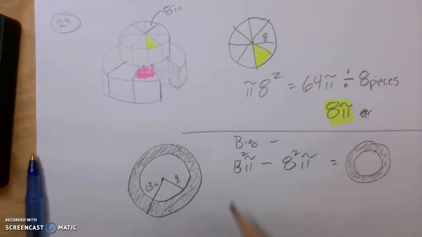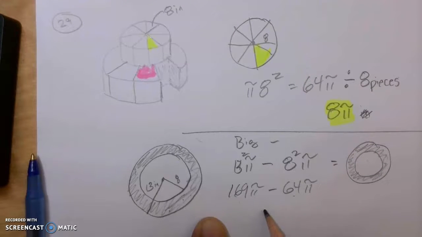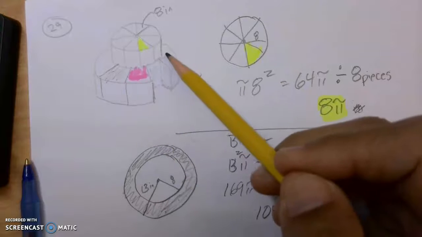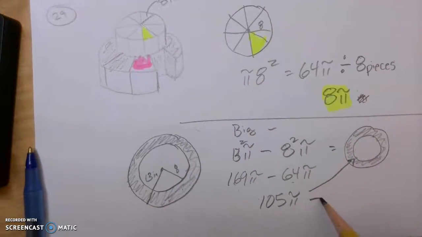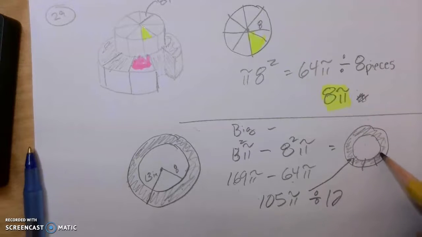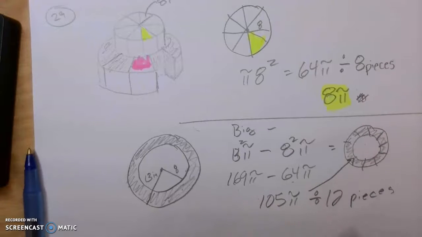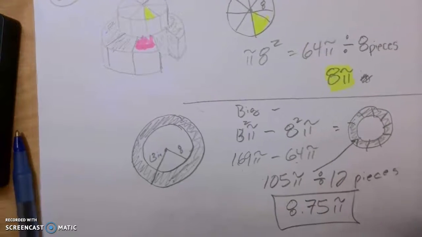Okay, 13 times 13 is 169 pi. That's 64 pi. That's the top portion. 169 minus 64 is 105 pi. That is the entire shaded part, as if everything here was pink. Okay, we're trying to figure out everything up on there. Then we're going to divide it by 12, because we're going to cut this into 12 pieces here, the cake. So divide it by 12. 105 divided by 12 is 8.75 pi. And that's the pink part.